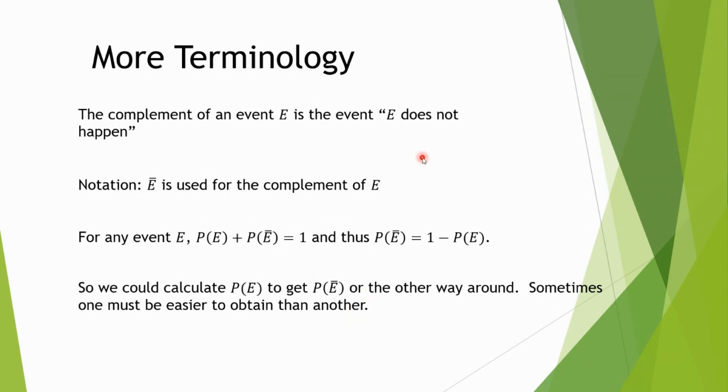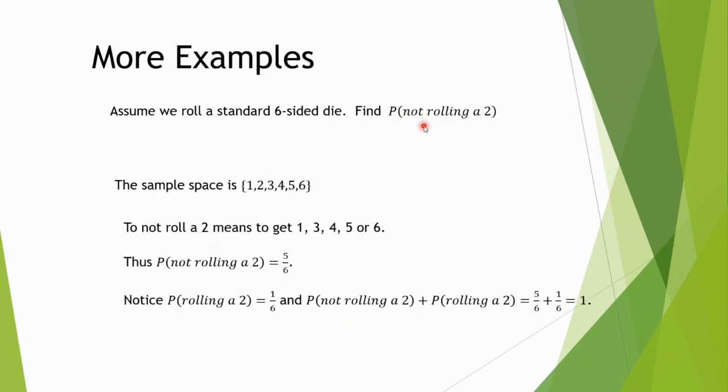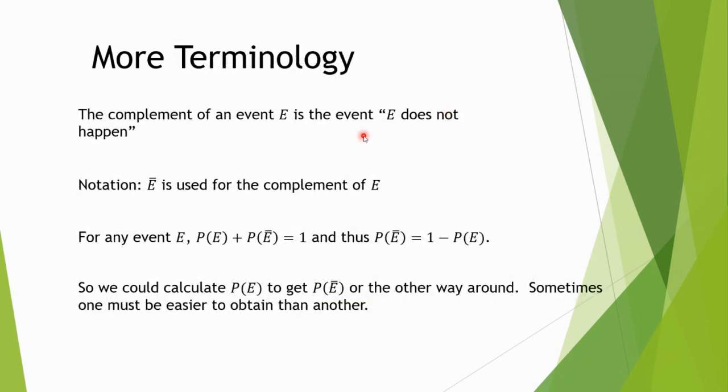So if E is an event, okay, the complement of that event is that the event E does not happen. That's what we have here, right? This was the event that if our event is rolling a 2, we found the probability of not rolling a 2. The probability that that event, rolling a 2, does not happen. So what we had there was complementary events.